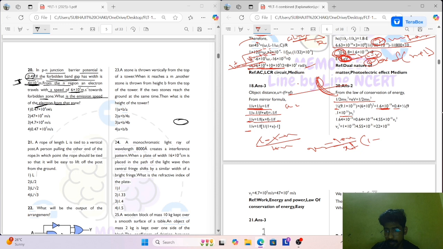You can calculate this here. A rope of length L is tied to a vertical post. A person pulls the other end of the rope. At which point should the rope be tied so that it can easily lift the post from the ground?